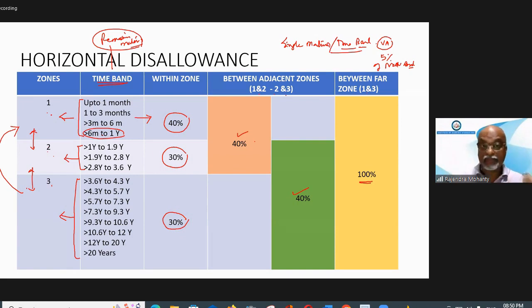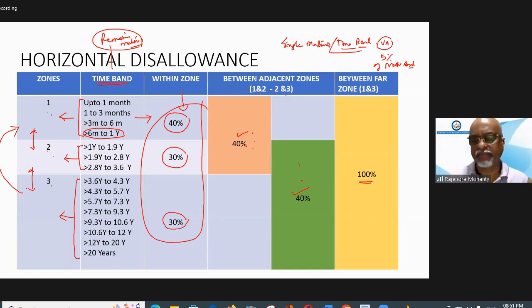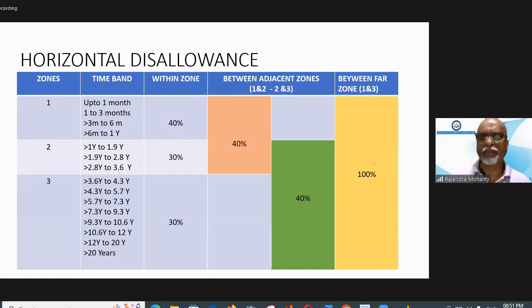So these are the prescribed percentages for horizontal and vertical. Vertical disallowance is a constant 5% of the netted amount of the single maturity or single time band. For horizontal disallowance, we have to see which zone they belong to, whether it is within the zone or interzone. Within the zone, this column will be applicable. If it is interzone, then if it is happening between 1 and 2, it is 40, and if 2 and 3, 40. But if it happens in the farthest zone, that is 1 and 3, then it is 100%. You have to remember that.